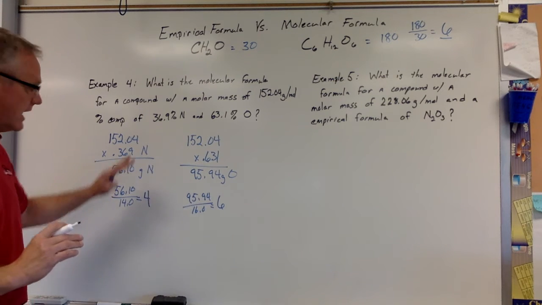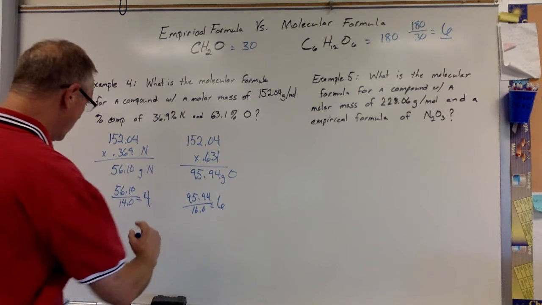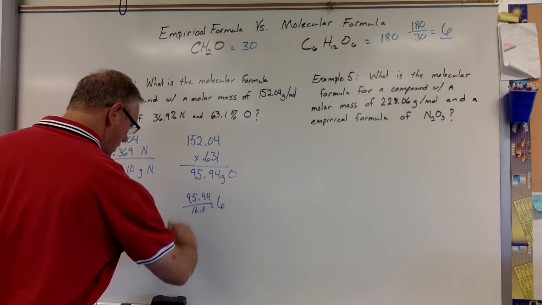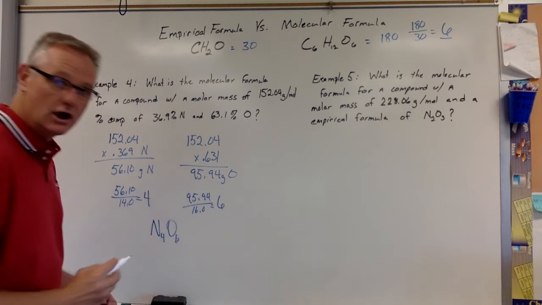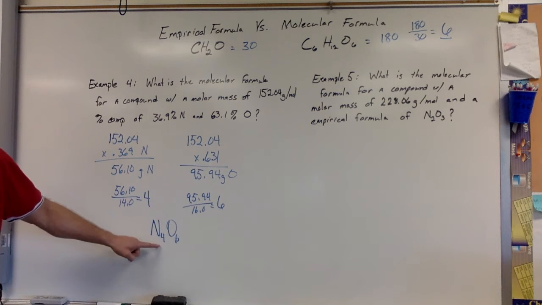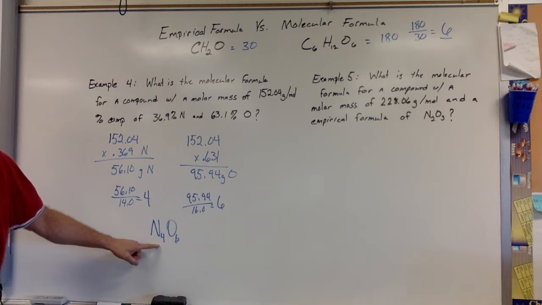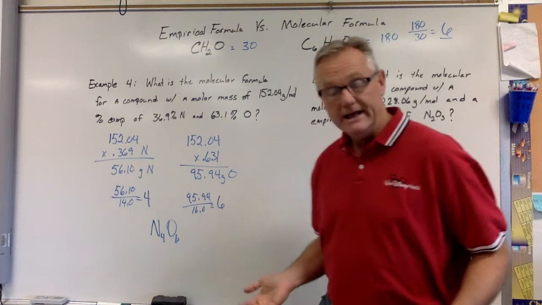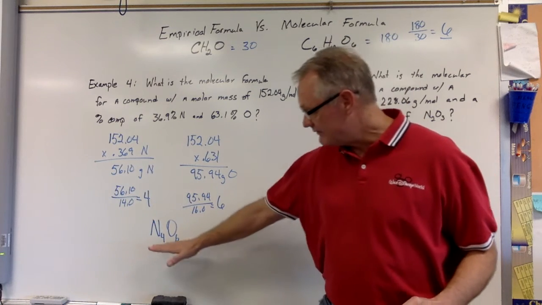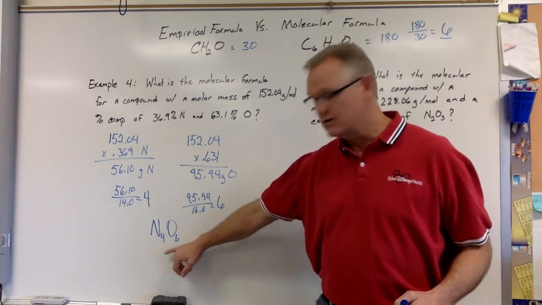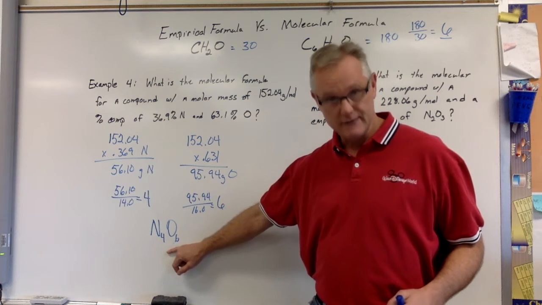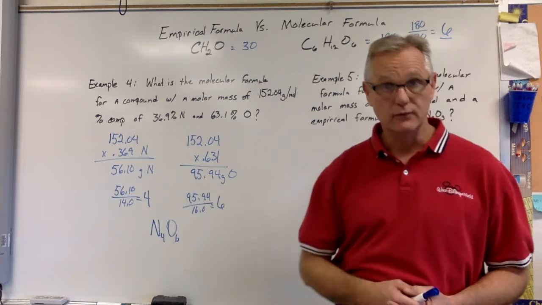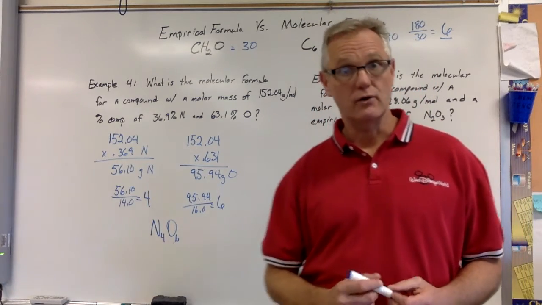Same video, everything is exactly the same, but when I write it out, you'll notice that it's N4O6, which means that is its molecular formula because it's not in its most reduced form. So is there any difference? No. You just have to identify whether or not it's reduced. If it's not reduced, we call it the molecular formula. If it is in its most reduced form, then we call it the empirical formula.